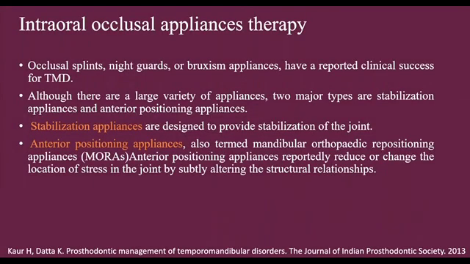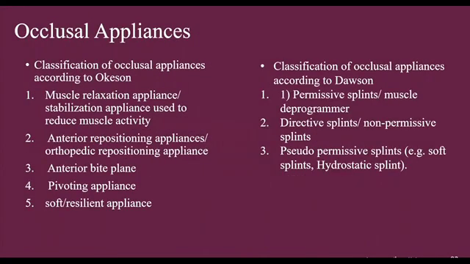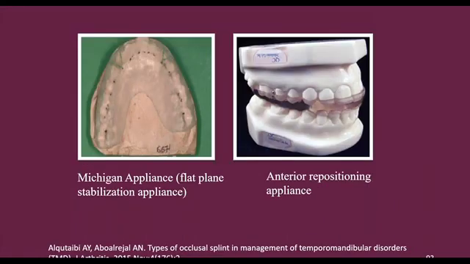Intraocclusal appliance therapy like occlusion splints, night guards, or bruxism appliances have reported a clinical success for TMJ disorders. Although there is a large variety of appliances, 2 major types are used. The stabilization appliances are designed to provide stabilization of the joint. An anterior positioning appliance is also termed the mandibular orthopedic repositioning appliance. Occlusion appliances are divided by Dawson into permissive splints or muscle deprogrammers, non-permissive splints, and pseudo-permissive splints. This here is the Michigan appliance, which is a stabilization appliance.